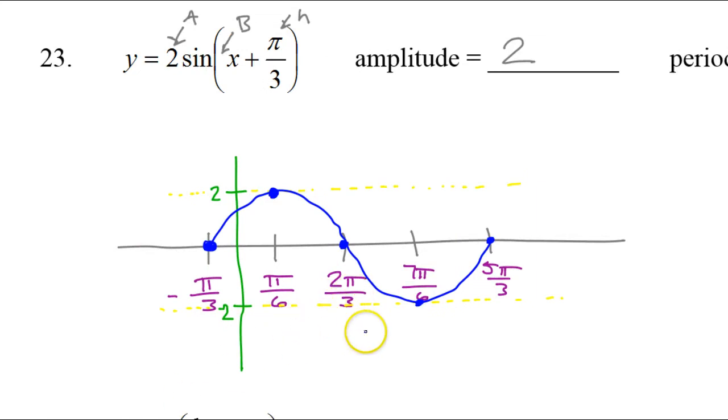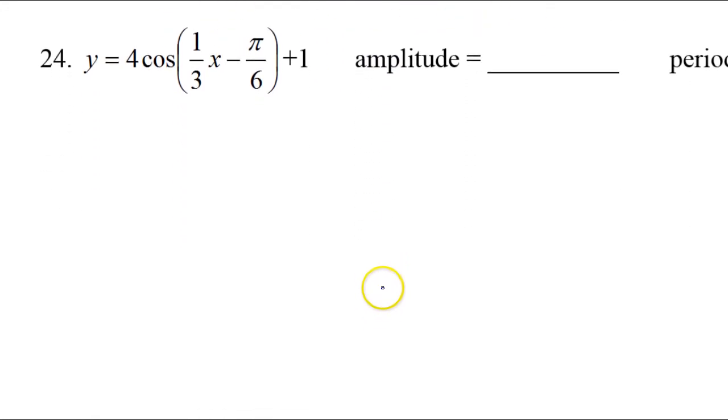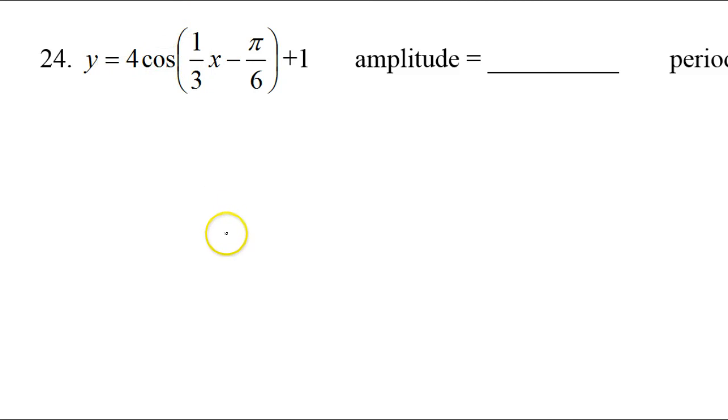Okay, that was only 7 minutes, so I'm going to go ahead and do the next one. Cosine. Same type of thing. Let's see, somewhere in the back of my mind I know that we have a vertical shift, so I'm going to keep that in mind. This will be my x-axis.